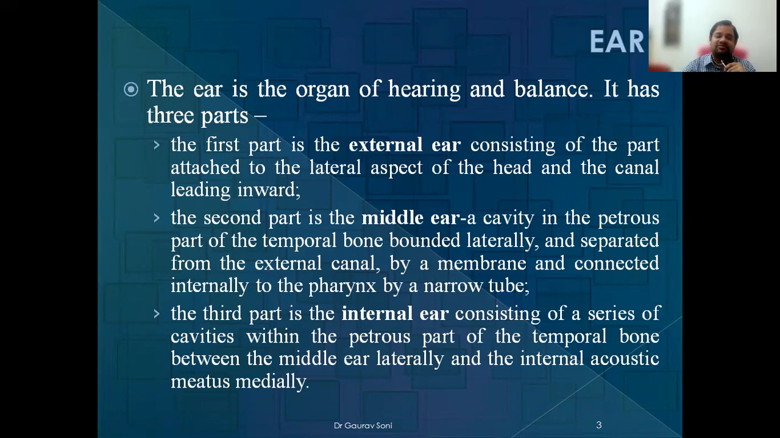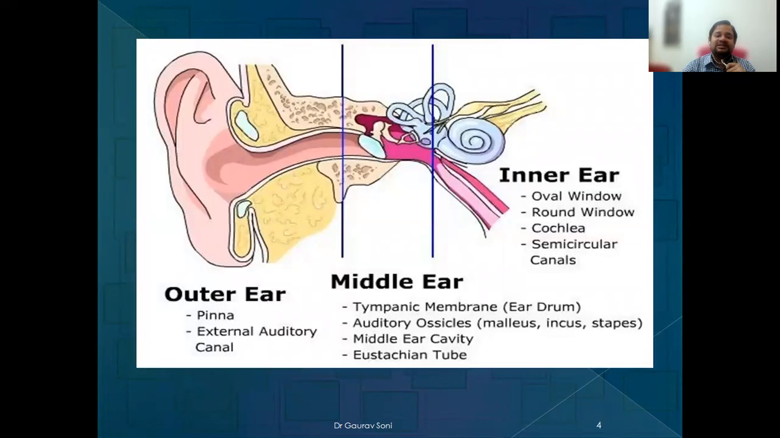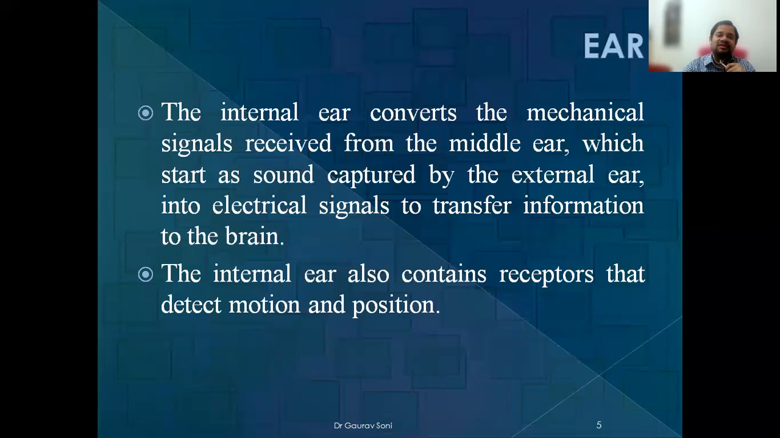The third part is the internal ear, which is a series of cavities within the petrous part of the temporal bone, between the middle ear laterally and the internal acoustic meatus medially. So these are the three basic big, deep compartments which we have to study. Here again you can see the outer ear, that is the pinna and external acoustic canal, then the middle ear: tympanic membrane, auditory ossicles, malleus and stapes, middle ear cavity and Eustachian tube. In the inner ear there are two windows from where the message will be taken, the oval window and the round window. Then the organs are there like the cochlea and semicircular canals. So this is the basic division of the ear.